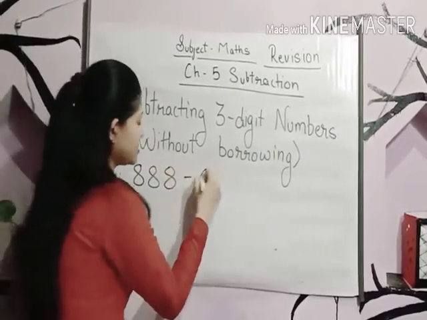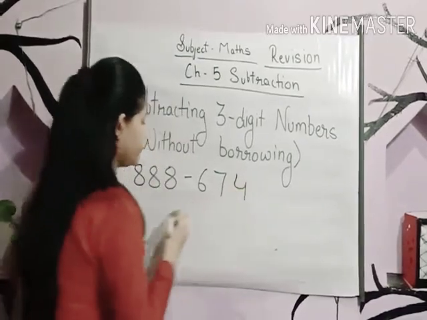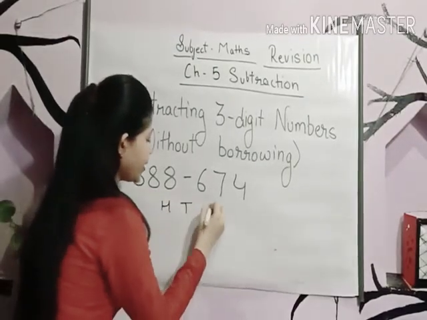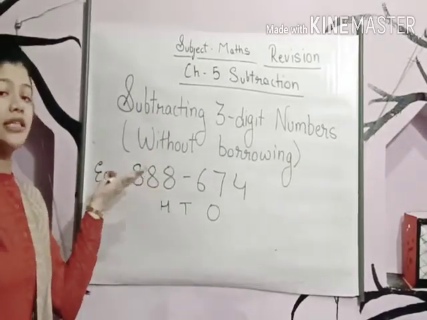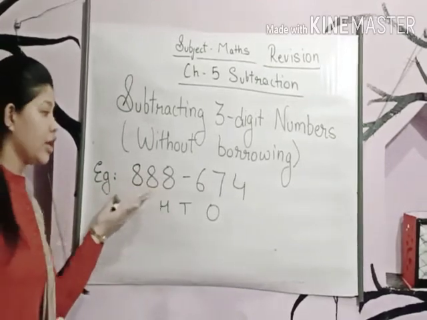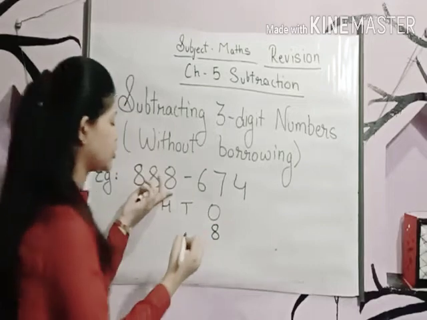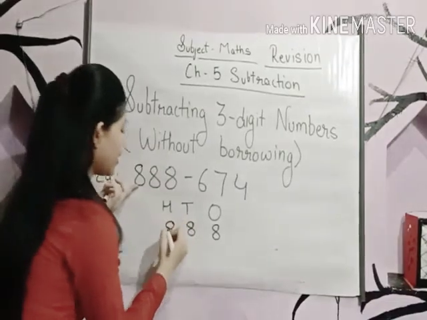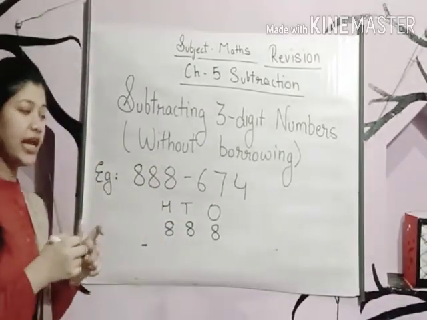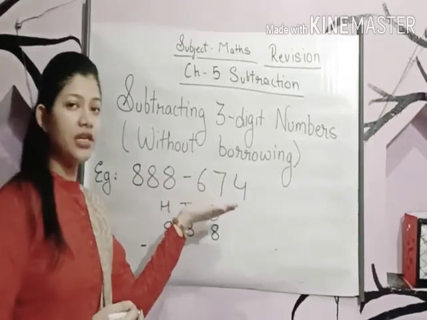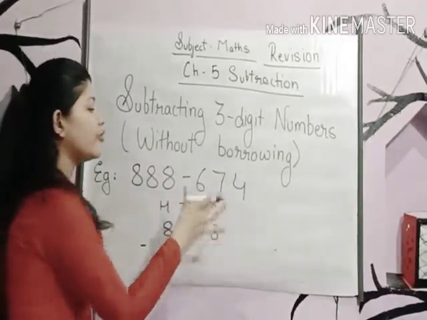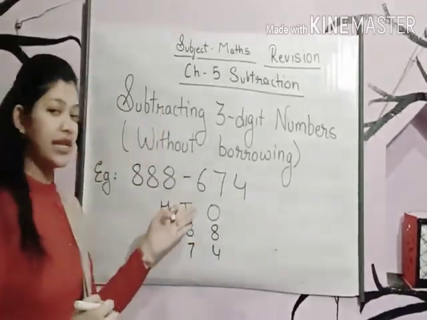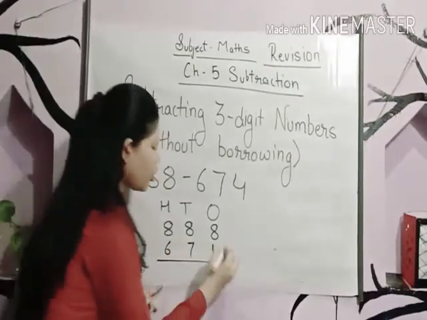888 minus 674. Our first step is to arrange the numbers under the columns of hundreds, tens and ones. Our first number, the minuend, is 888. So this 8 will be placed at the ones column, another 8 at the tens column, and the last 8 at the hundreds column. Now we will put the subtraction sign, minus. Now let's come to the subtrahend, where 4 will be placed at the ones column, 7 at the tens column, and 6 at the hundreds column.